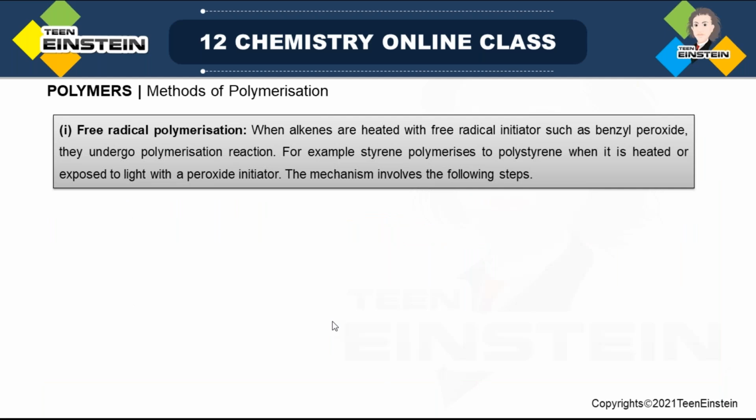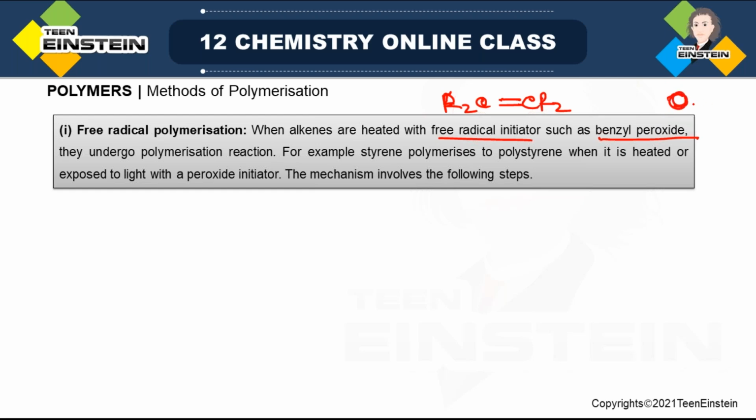Free radical polymerization. When alkenes are heated with free radical initiator. Suppose you have taken any alkene. In general, I am writing R2C=CR2. In this case, you have to generate first the free radical. And to generate the free radical, which is the first step that you have to do, you need some initiator. So some external reagent you have to use. Free radical initiator, very common examples are peroxide molecules. Just one example is given, benzoyl peroxide, but actually it should be peroxide in general.